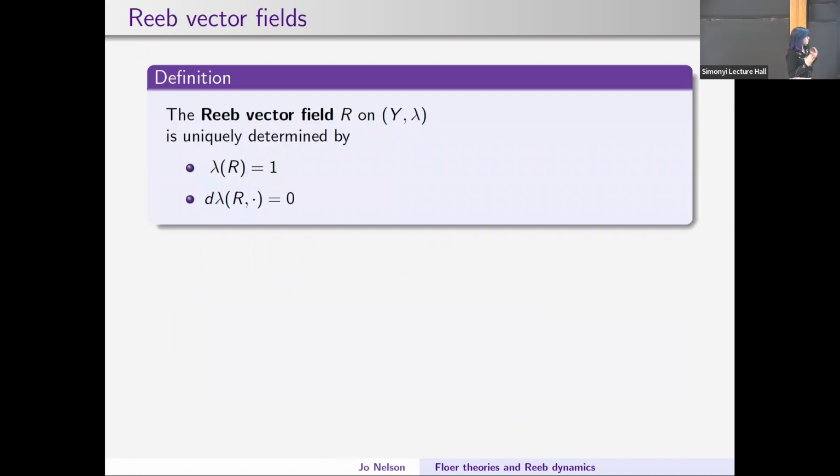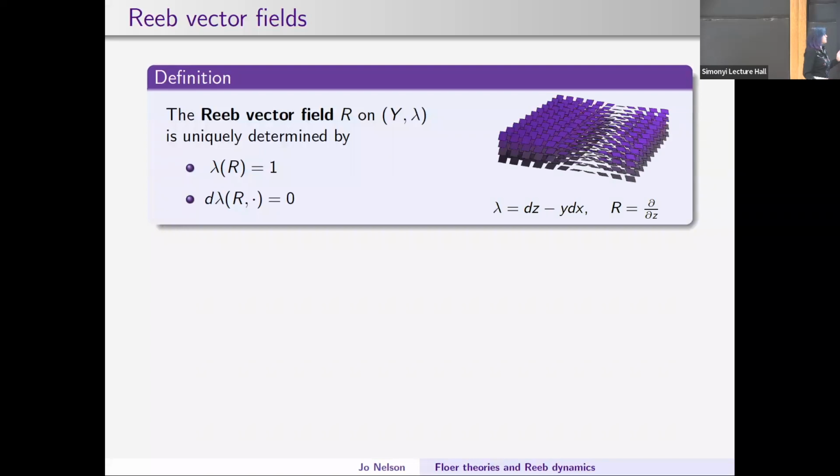So the analog of the Hamiltonian vector field is going to be the Reeb vector field, and it's uniquely determined by these two equations. The first one is that you want lambda of R to be 1, so you can think of that as a normalization condition. And the second condition is that you want the contraction of R with d lambda to be 0. So that's giving you a splitting of the tangent bundle at every point in your manifold into the contact distribution and the Reeb direction. And this also tells you that the flow of the Reeb vector field will preserve the contact form and also the contact structure.